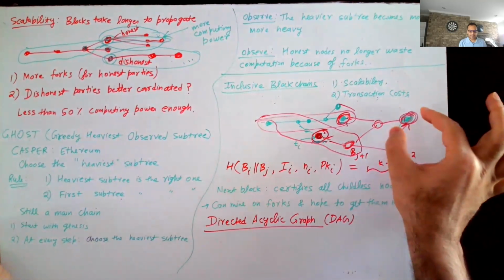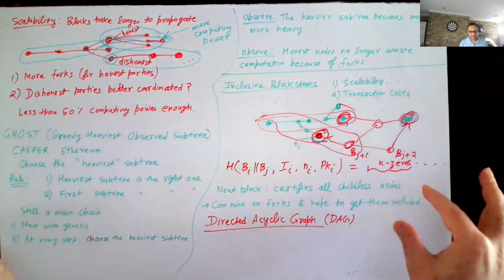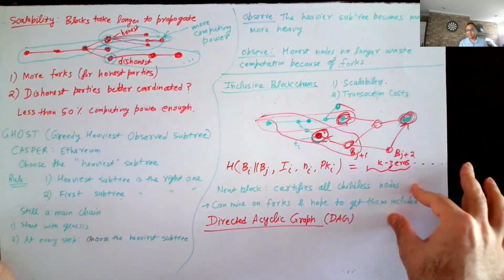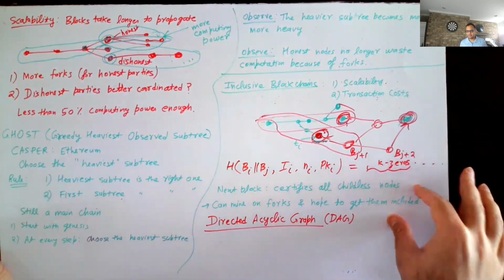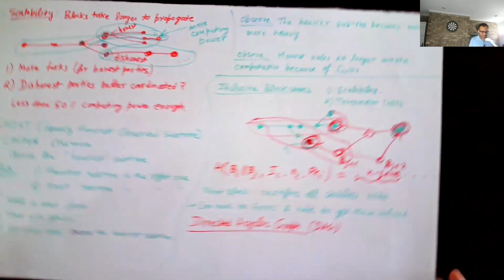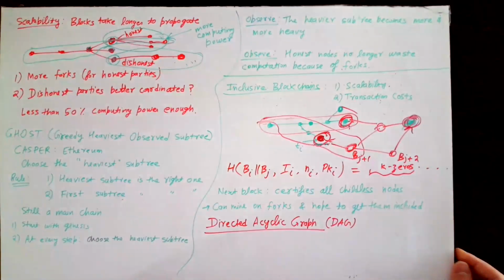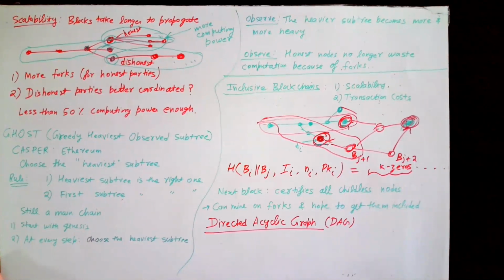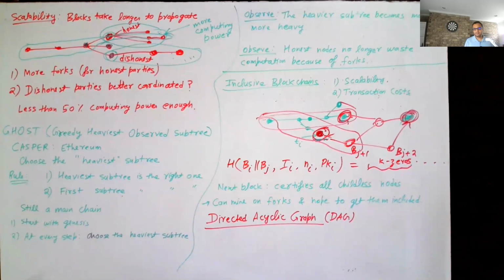And there is an incentive for the miner in the main chain to certify all the childless nodes, because that miner can now collect the transaction fee from all these nodes. No, but the transaction fee will go to the person who mined the side chain nodes, right? Or the main chain person will get the transaction fee? It will be split between the two.